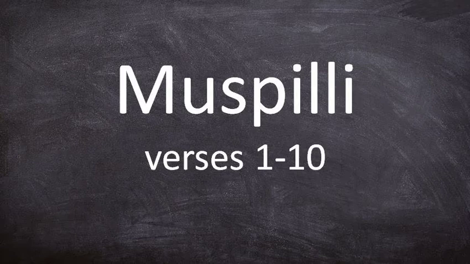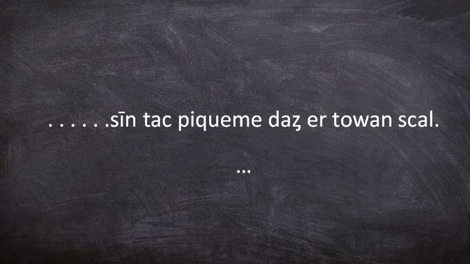So this is from the 9th century in the Bavarian dialect of Old High German. So let's get right into it. Okay, let's start with the first verse. Okay, so we have sin tak bequeme das towan skall. Okay, what does this mean?